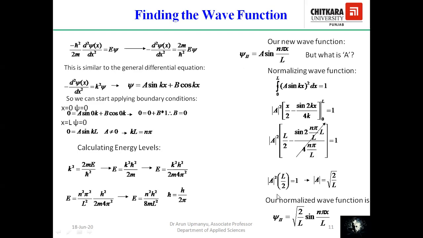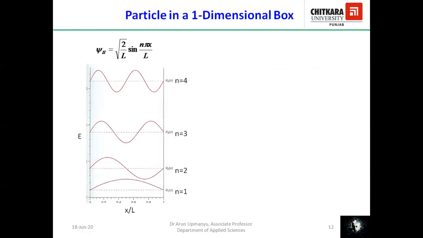So this is also called the normalized wave function for a free particle in a one-dimensional box. Here you can express the wave function like that. In the case of n is equal to 1, the wave function will be of this kind. In the case of n is equal to 2, you get this kind of wave function. And similarly, as you increase the value of n, the number of peaks within the region keeps on increasing.